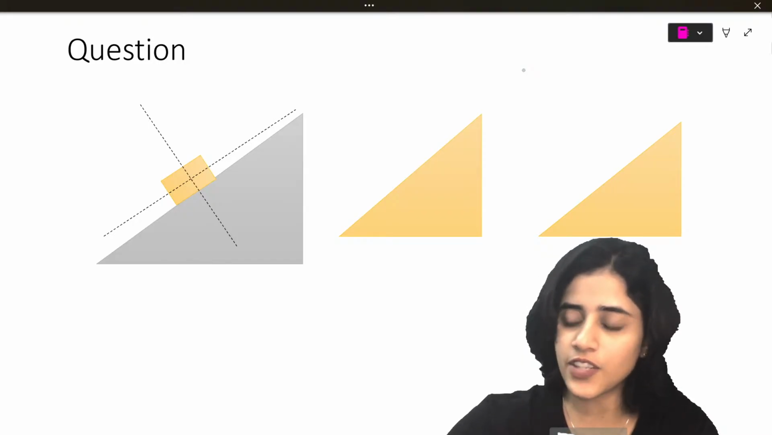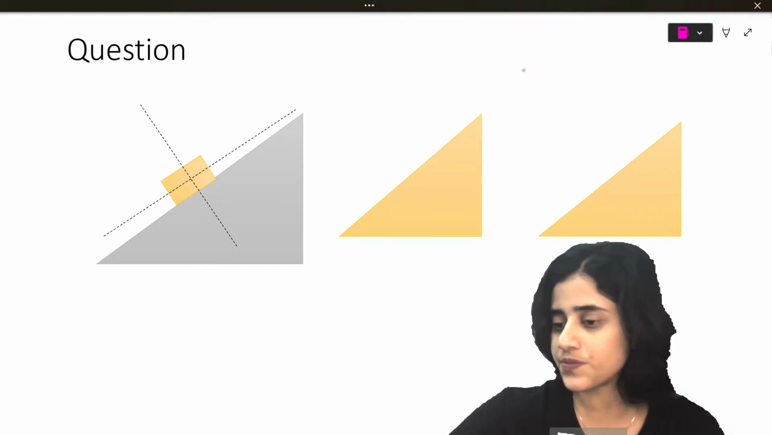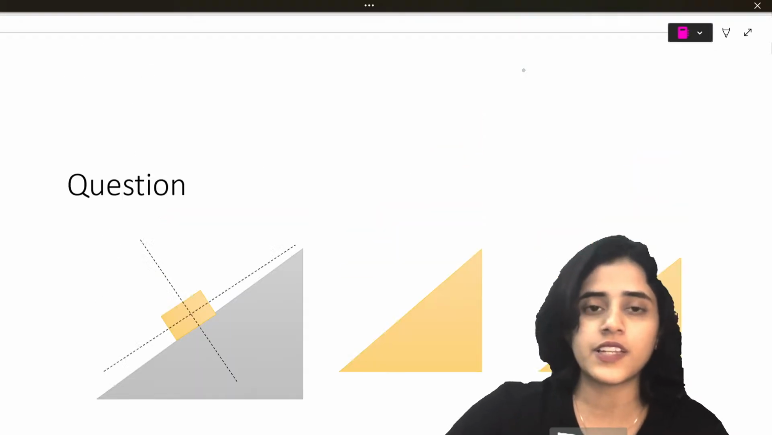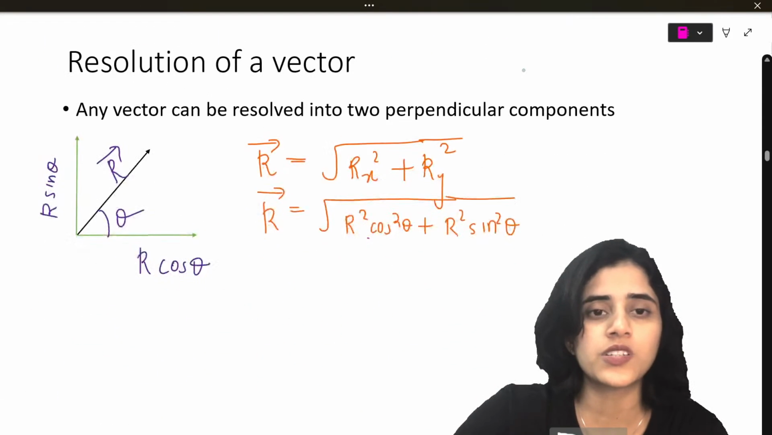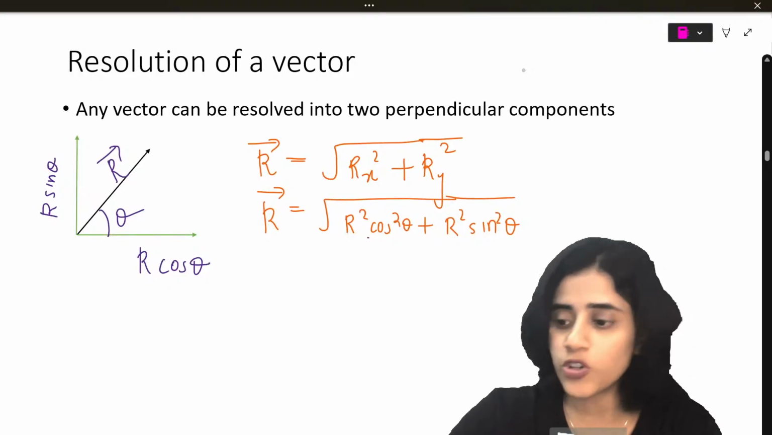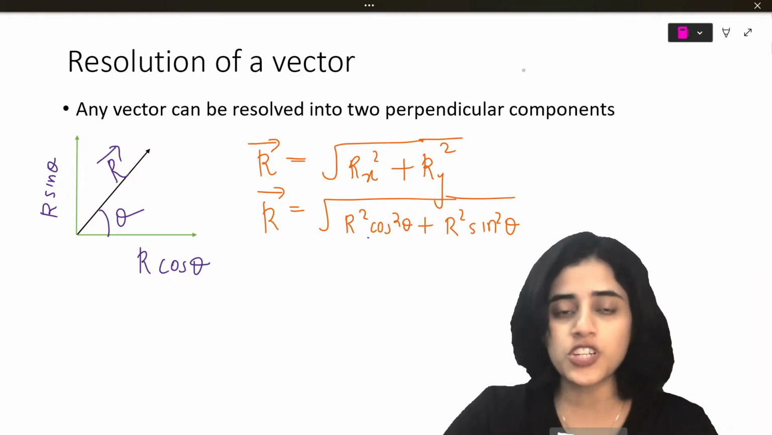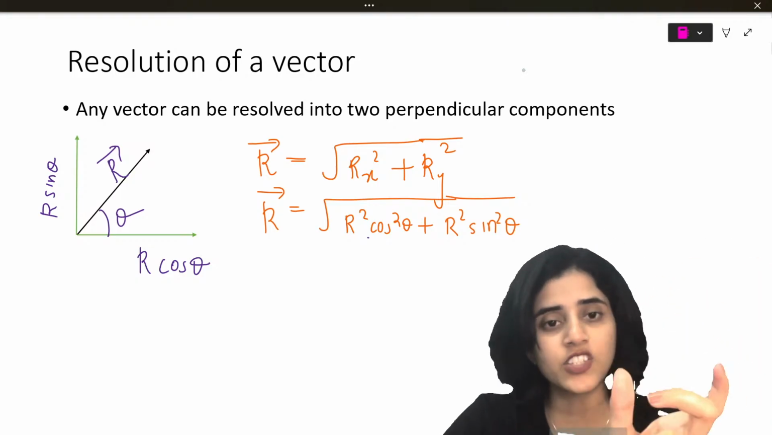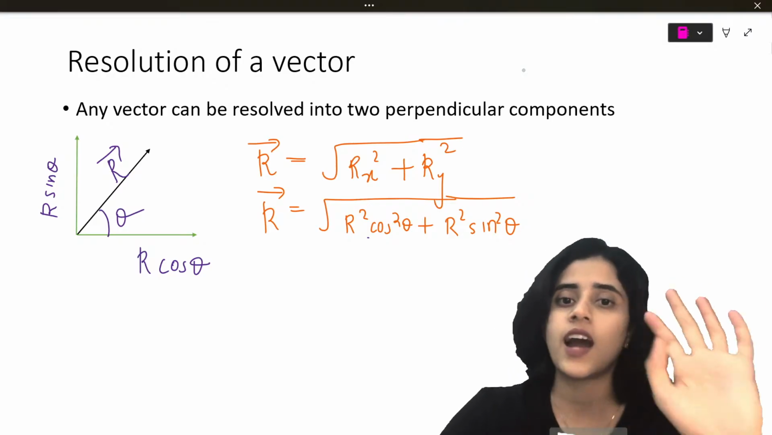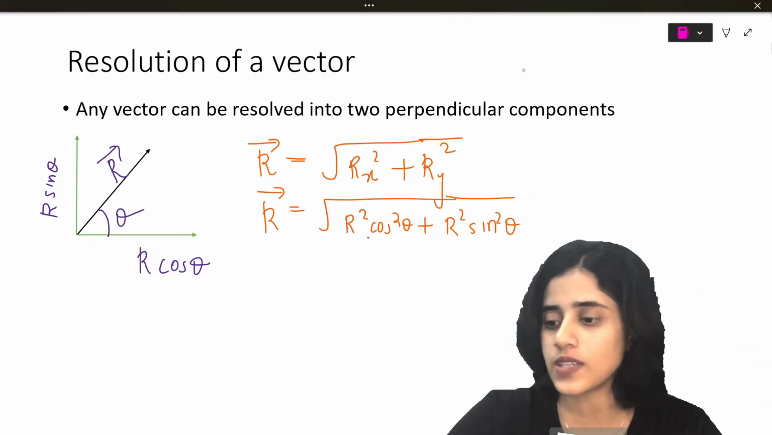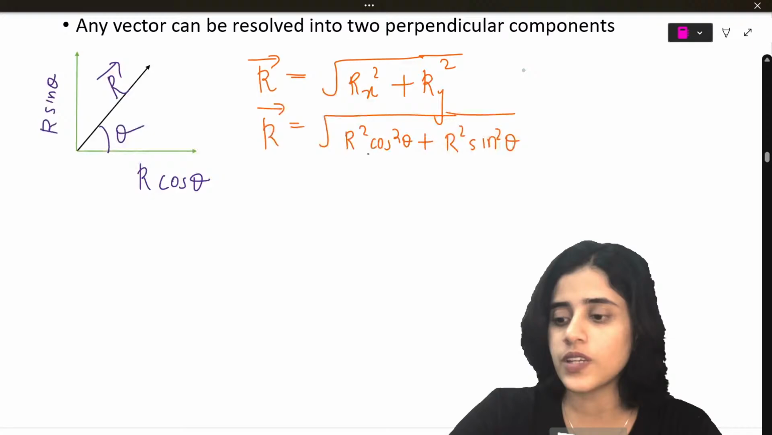Yes, Rekha, in resolution of vector, what is your doubt? You're asking me what the modulus is. So in resolution of vector, the magnitude of the vector is given by the square root of r squared cos squared theta plus r squared sin squared theta. Okay?